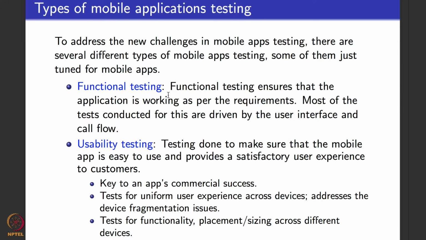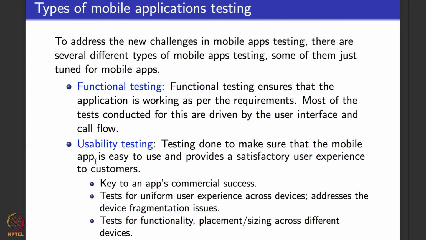So the usual thing we always do for every kind of software, which is functional testing, we also do for mobile applications. What does functional testing do? It ensures that the application is working as per the specified requirements, right? It provides its main functionality. Let's say you have an app that talks about traffic, it does tell you accurate traffic correctly. Most of the tests conducted for this are driven by user interface and call flow. As I told you, you can use any standard testing tool to do functional testing.